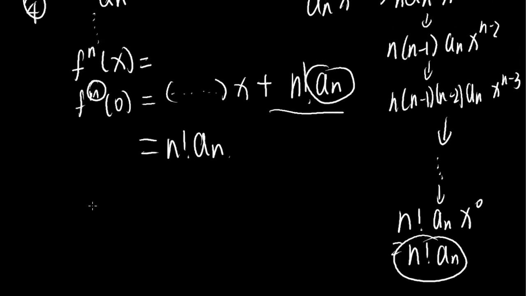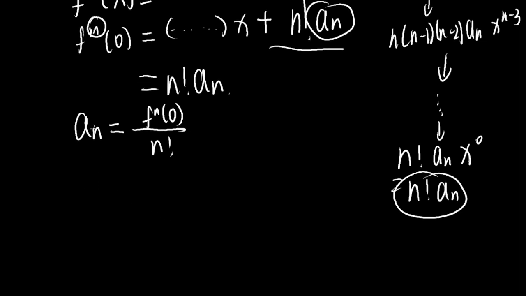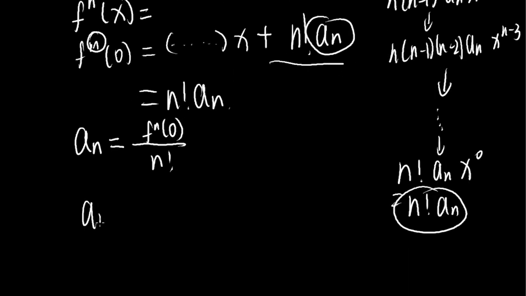n can be every natural number. As a result, we get the final conclusion that a_n should be equal to f^(n)(0) divided by n factorial. Maybe I should choose another letter. It's not appropriate to use n here because I also denoted the highest power as n. Maybe we can rewrite it as a_k.